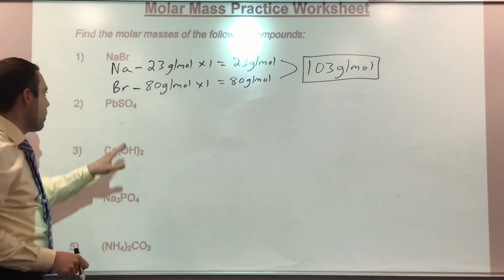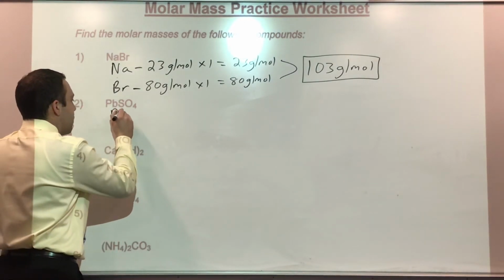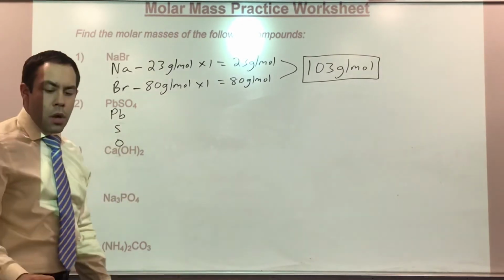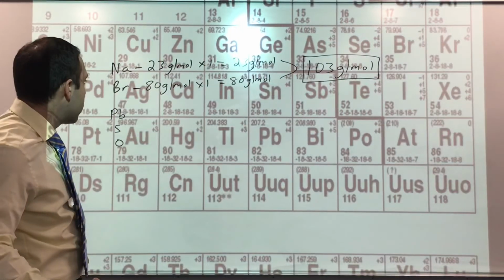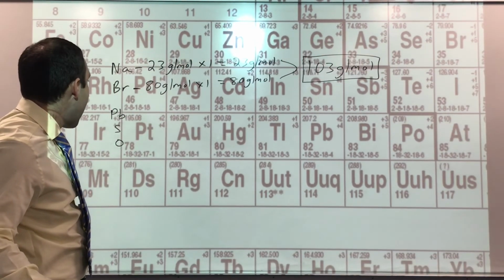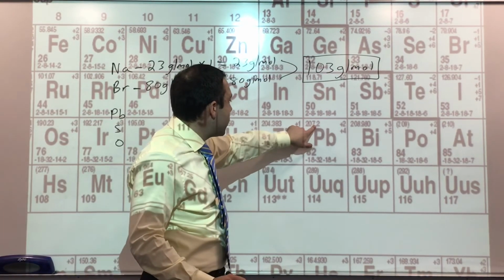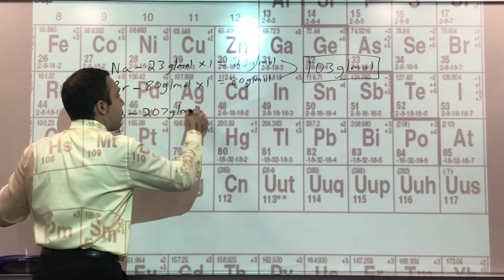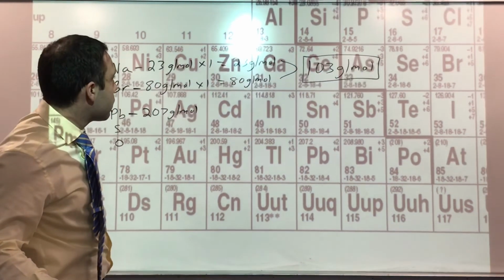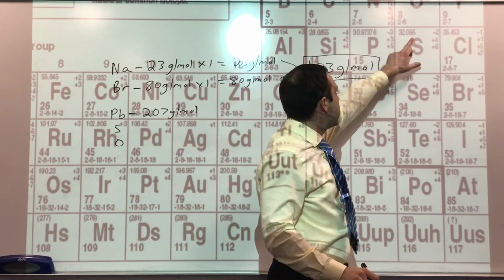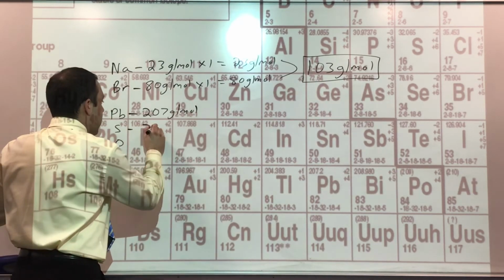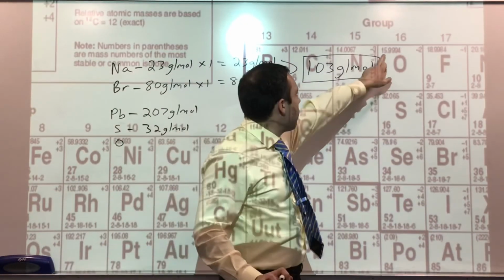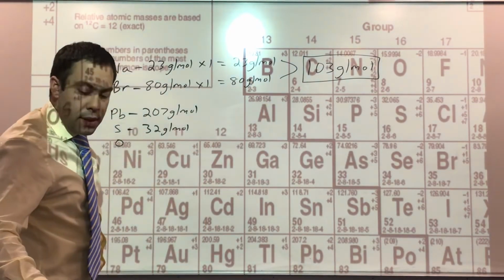Question 2 is a little bit trickier. Now we have 3 elements. We have Pb, which is lead, sulfur, and oxygen. When we find the masses, that's the same. So we have Pb, which is 207.2, so 207 grams per mole. Sulfur, which is 32.065, so that rounds to 32 grams per mole. And once again, oxygen, 15.9994, rounds to 16 grams per mole.